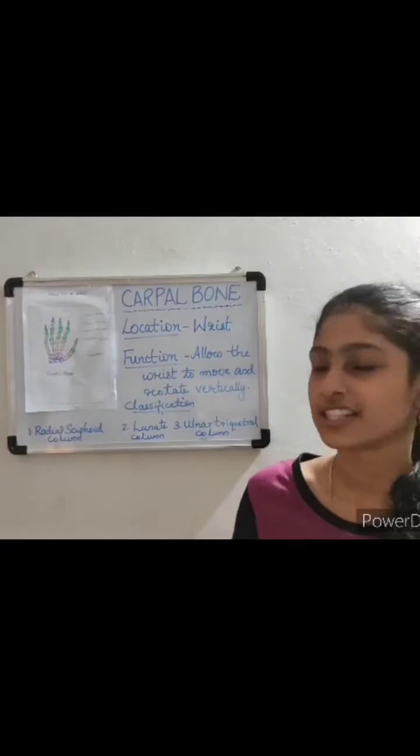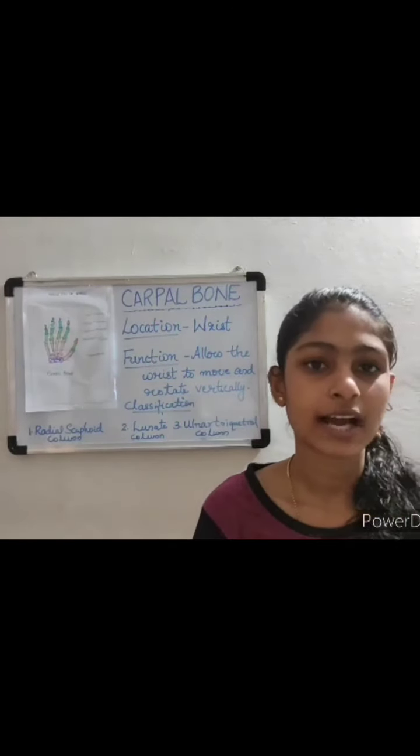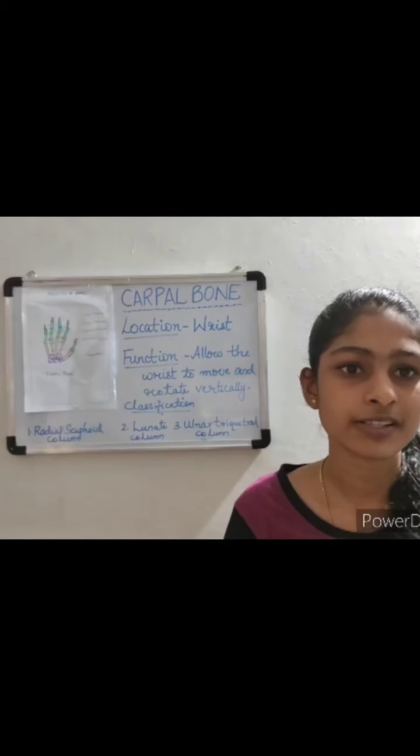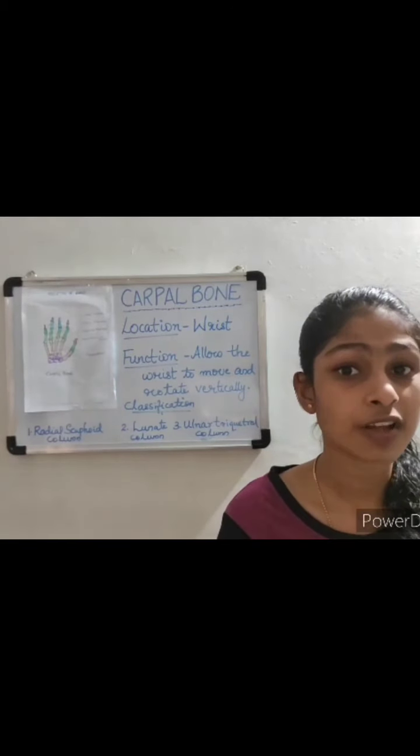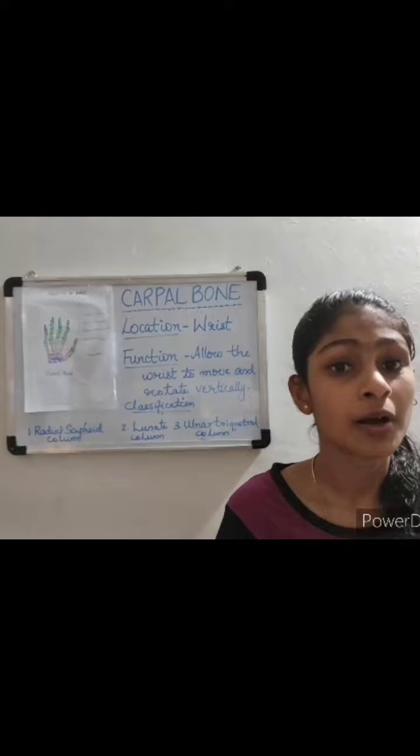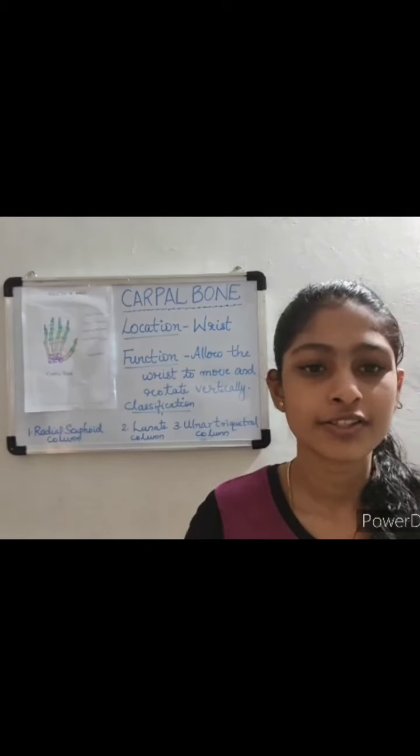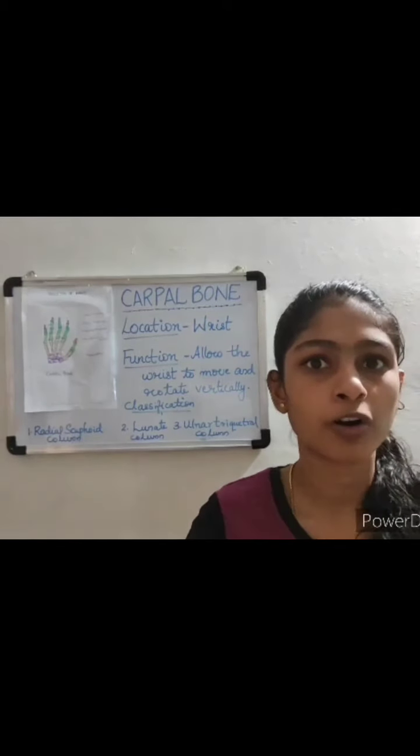The topic of discussion: carpal bones. The carpal bones are the bones of the wrist that connect the distal aspects of the radial and ulnar bones of the forearm to the base of the metacarpal bones of the hand.